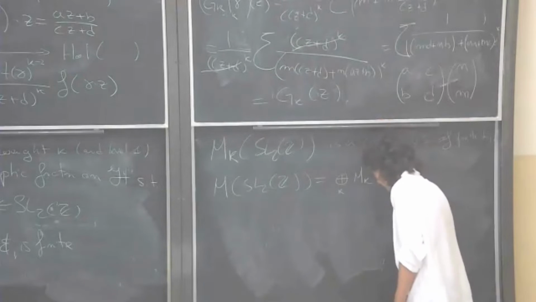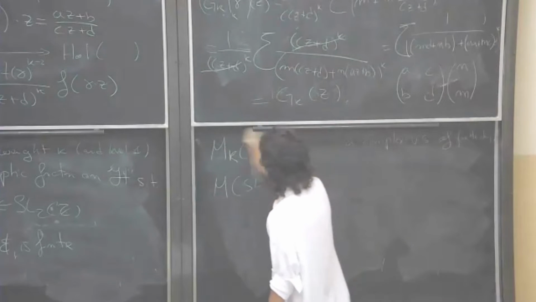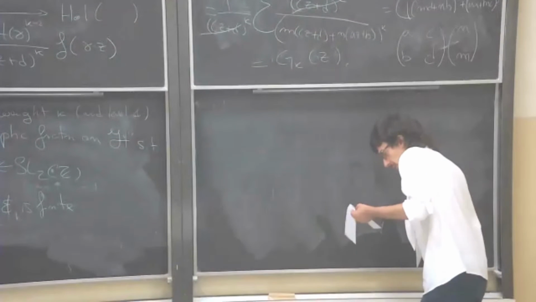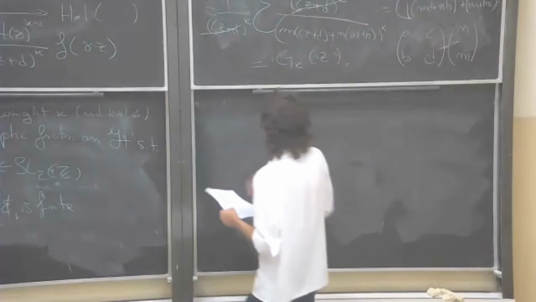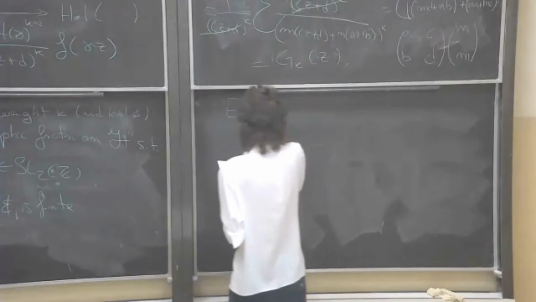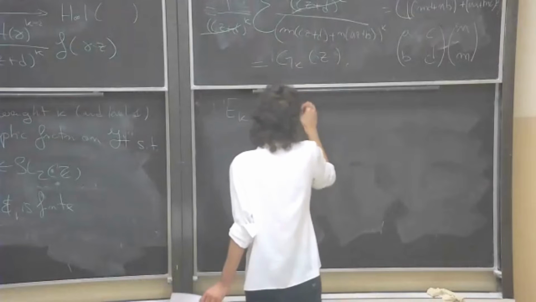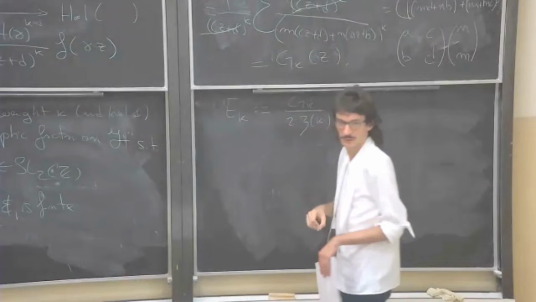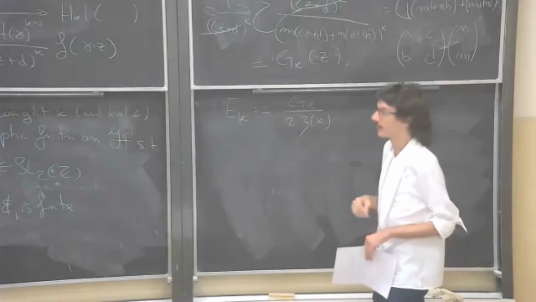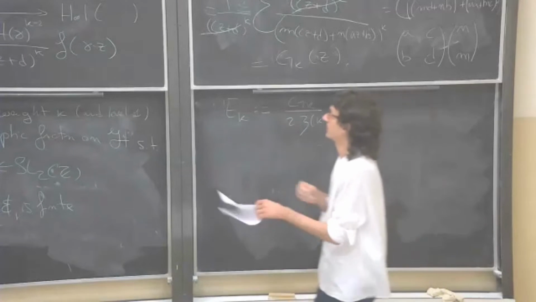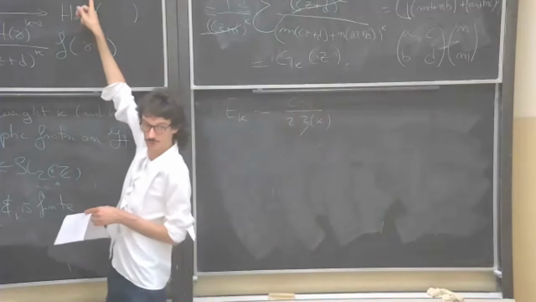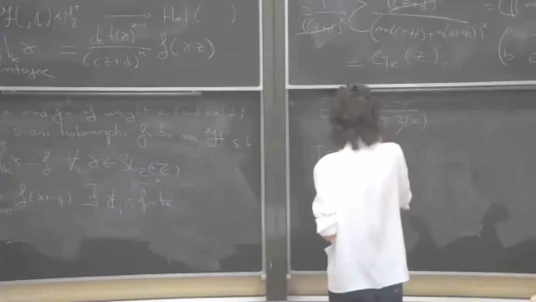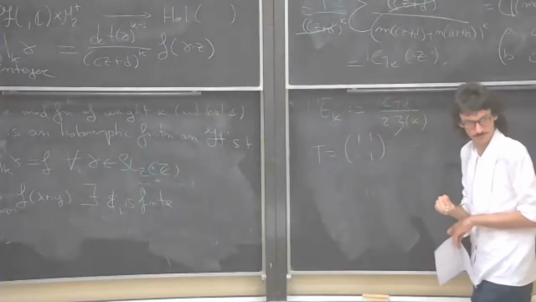And in particular, for future use, future meaning like 5 minutes from now, we would like to define a special normalization of this. So we set E_k, the Eisenstein series of weight k, to be G_k over twice the zeta function evaluated at k. Why do we do this? Because now, if we look at a little bit what matrices are in SL2 and what this action does, the matrix T equal to (1, 1, 0, 1) is in SL2.